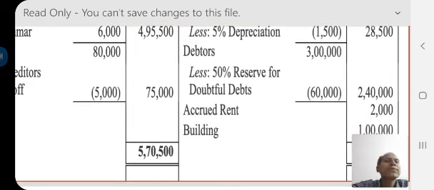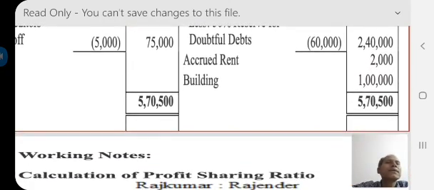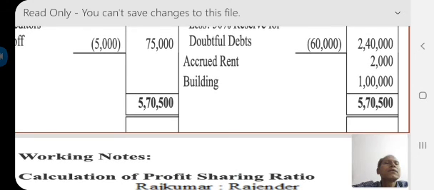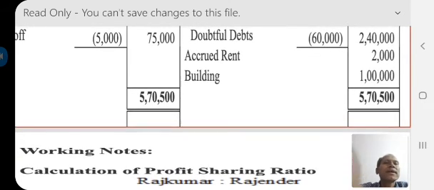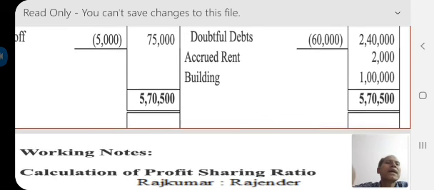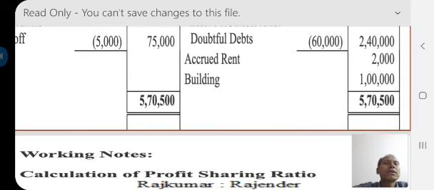debtors also decreased by 20%, doubtful debts 60,000. So next, accrued rent is also mentioned, it is an income, and building is mentioned as it is because there is no change in it.